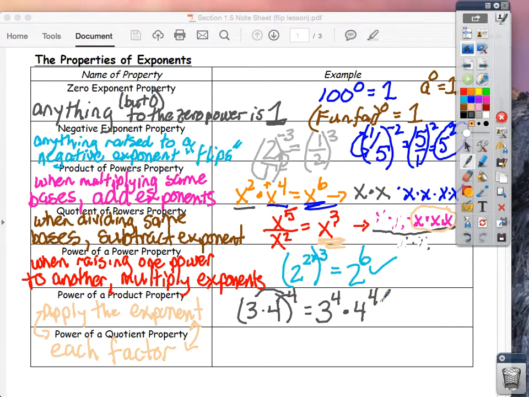Now, quick aside here. If this was addition or subtraction, could we do that? Nope. You can only do that if it's multiplying or dividing. So there are different rules when we're adding and subtracting.